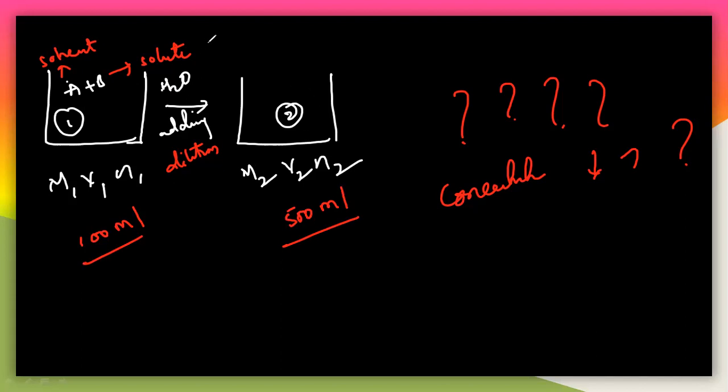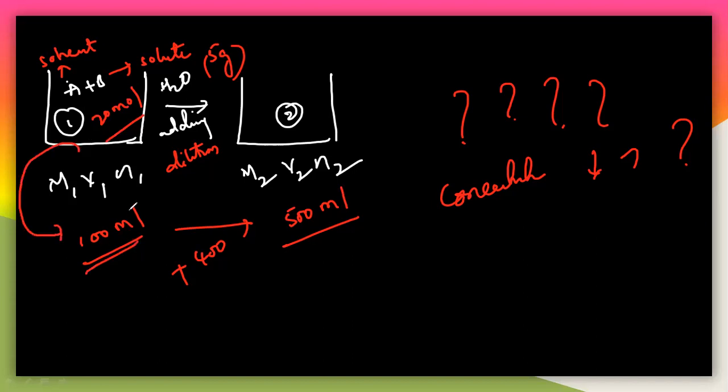So let us take the solute, it is 5 grams. I take 5 grams and add it to water. In the water there was 100 ml, and I added another 400 ml to make 500 ml. So here we are adding 400 ml. On dilution, what happens here? Let us take 20 moles. Here 20 moles are dissolved in 100 ml, but there the 20 moles are dissolved in 500 ml.